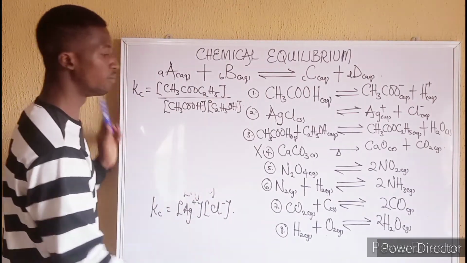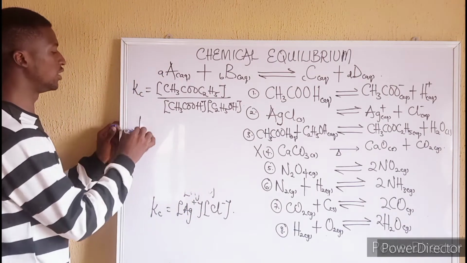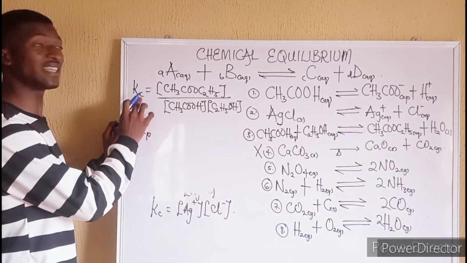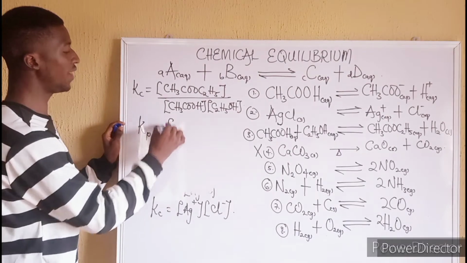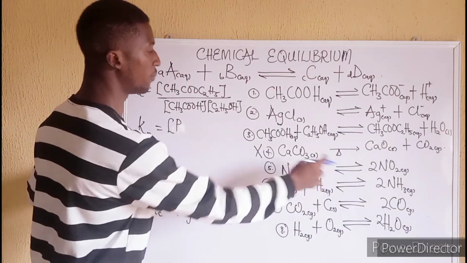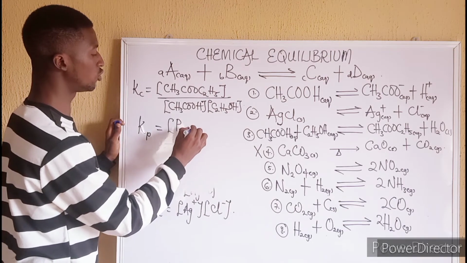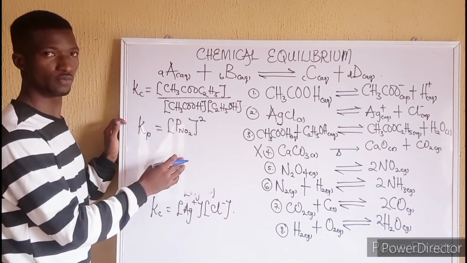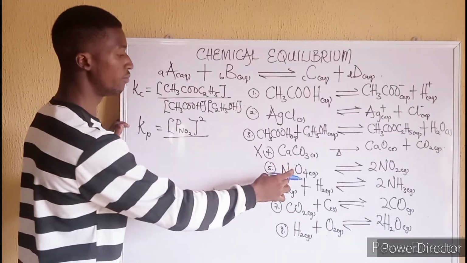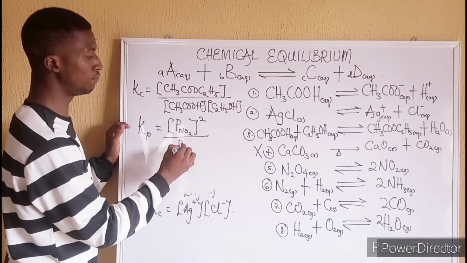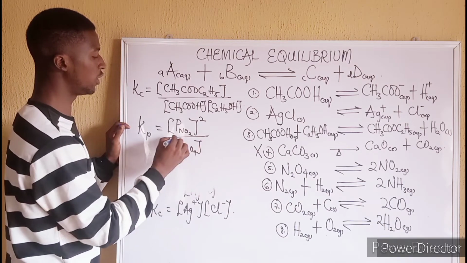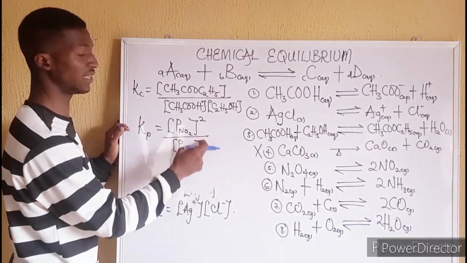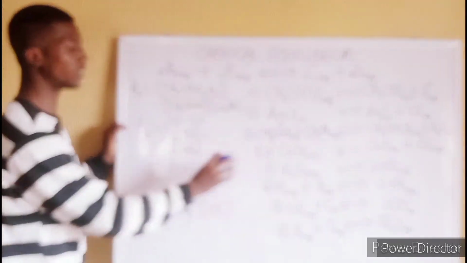So let's express the equilibrium constant of reaction 5. The equilibrium constant for a gaseous system is taken to be Kp instead of Kc. So here we have the partial pressure of the product. The product here is NO2, but the number of moles is 2, so it will be to the power of 2, divided by the partial pressure of the reactant, which is N2O4 to the power of its mole, and the mole here is 1, so we are not writing anything here. So this is the equilibrium constant for a gaseous system.